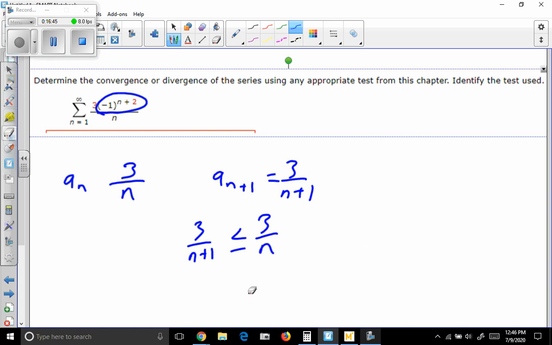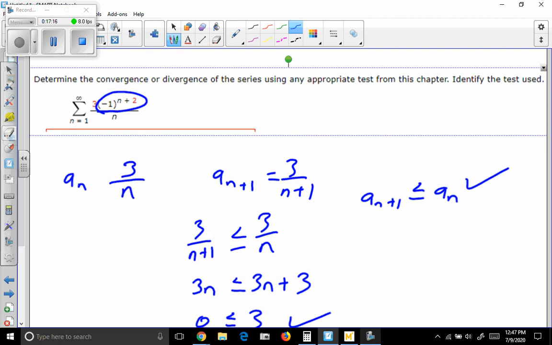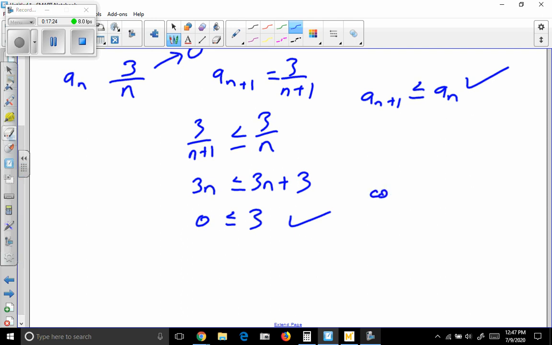Now we said sometimes it might not be to begin with, but after a while it has to start getting smaller. So if we clear fractions, we would have 3n is less than or equal to 3 times n plus 1, or that would be 3n plus 3. Subtract 3n from both sides. Is 0 less than or equal to 3? Well, yes. So a sub n plus 1 is less than or equal to a sub n. A sub n does go to 0. So by the alternating series test, this does indeed converge.